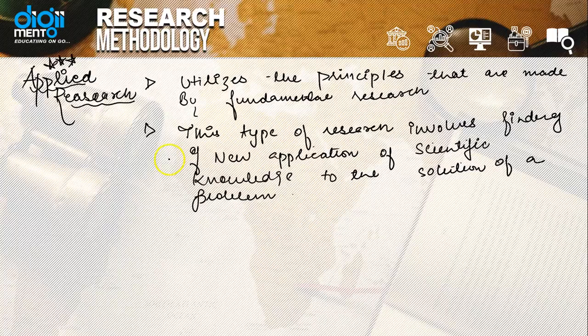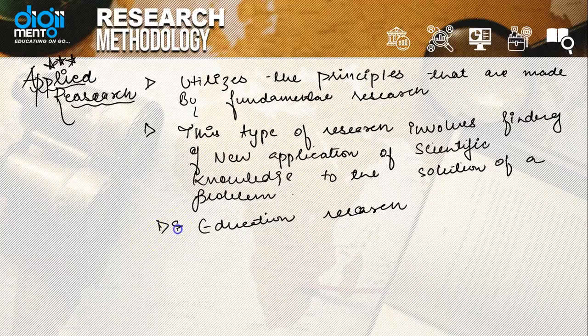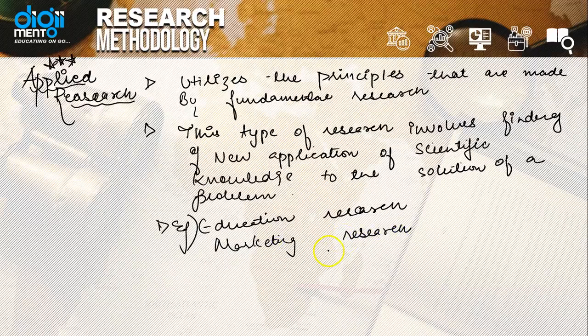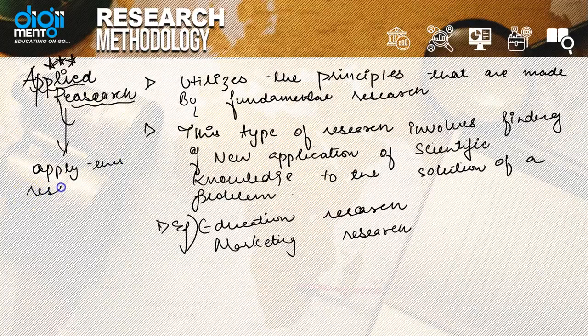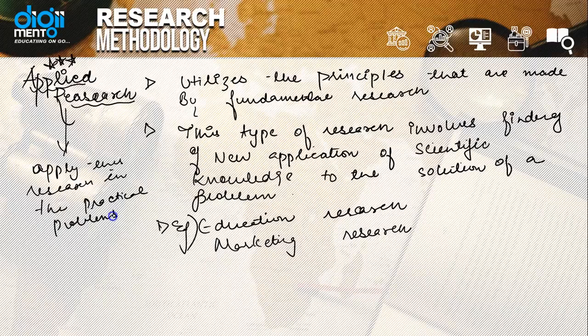In fundamental research, we are only taking the knowledge, not applying it to practical life. But in applied research, as the name suggests, we apply our research in the practical world. Examples of applied research are educational research and marketing research. The main point is that we apply this research to practical problems, unlike fundamental research. So that's it about applied research.